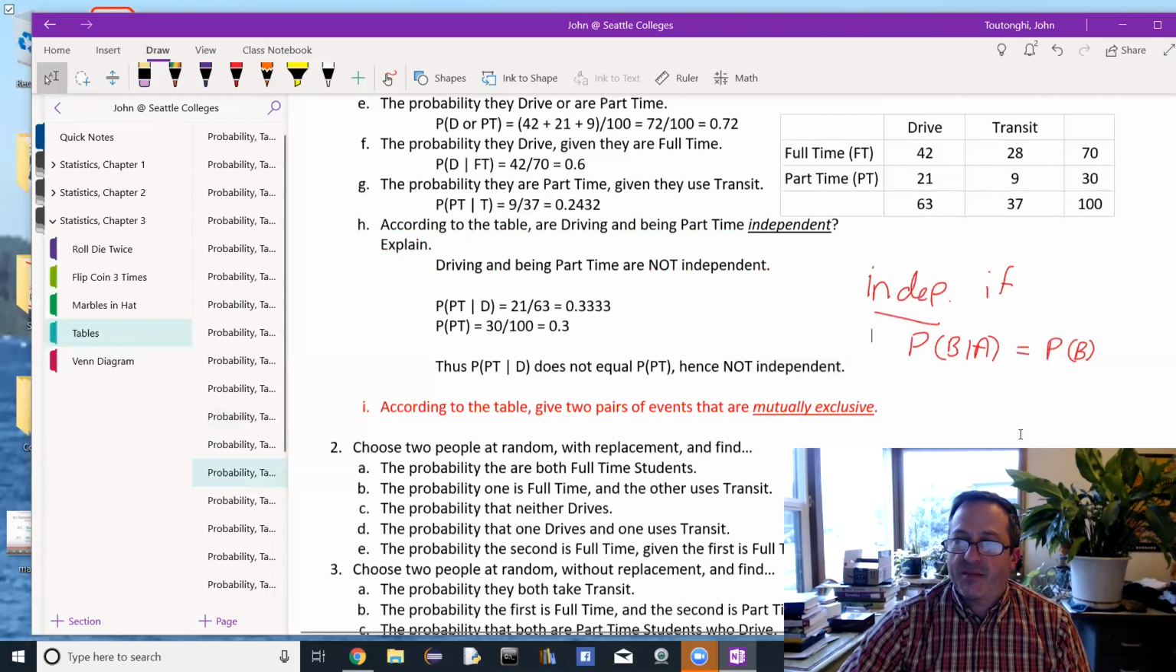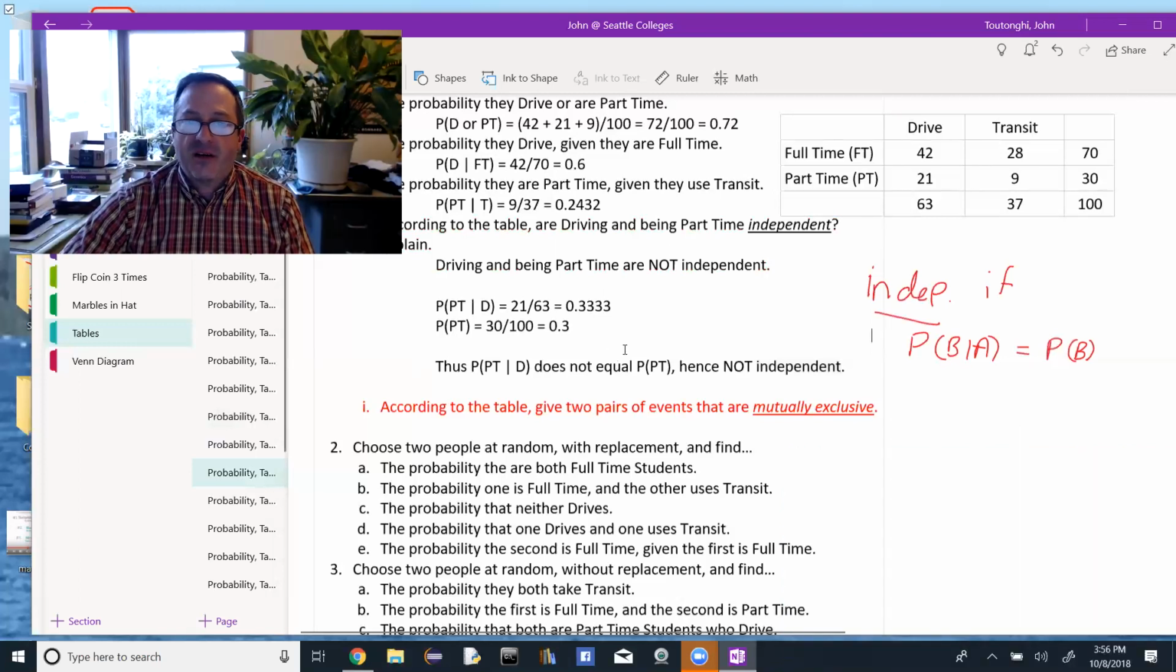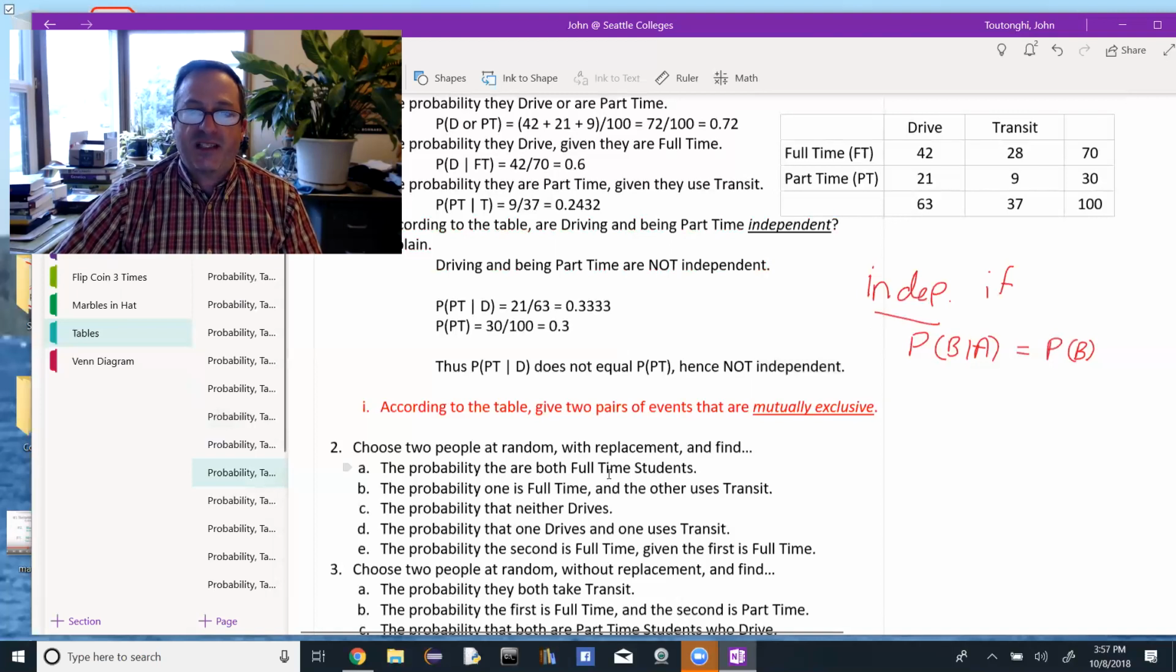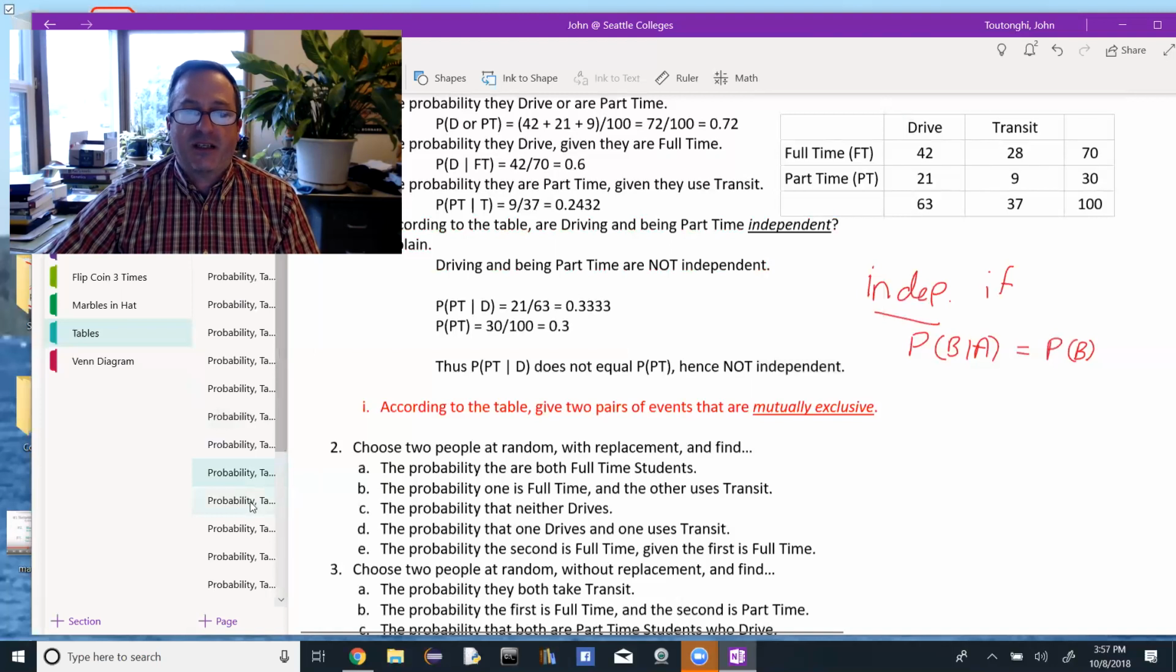Mutually exclusive is something different. I'm going to move myself over here for a minute. According to the table, give two pairs of events that are mutually exclusive. So, you know, in life, these things may or may not be mutually exclusive. But in terms of our sample of 100 students, it wants two things from the table that are mutually exclusive, or two things that cannot happen at the same time.